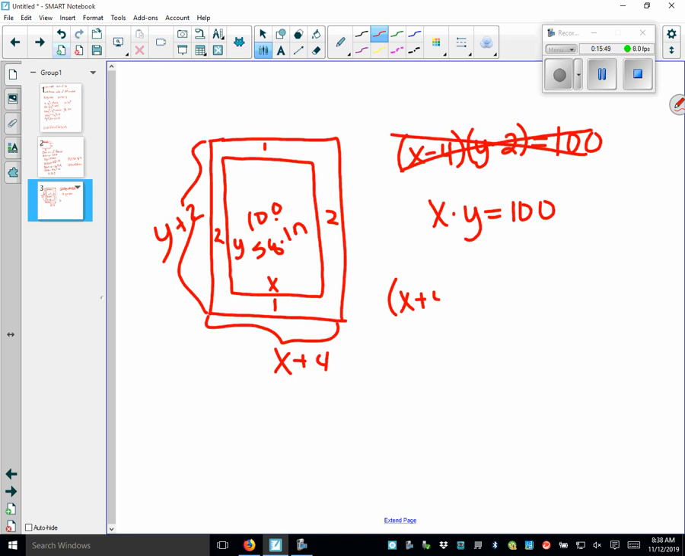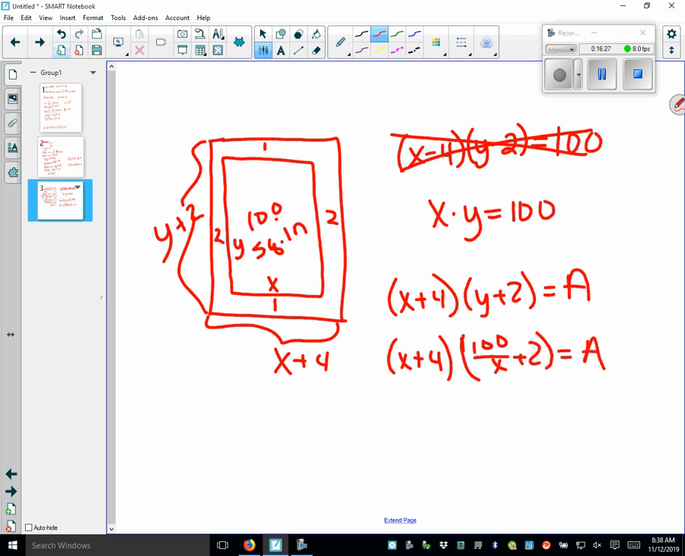Is it x plus 4 times y plus 2? Is that true? So how am I going to get rid of one? So is y equal to 100 over x? Yeah. So I have x plus 4 times 100 over x plus 2 equals area. Right? What do I do?